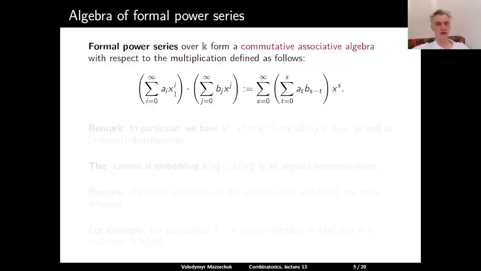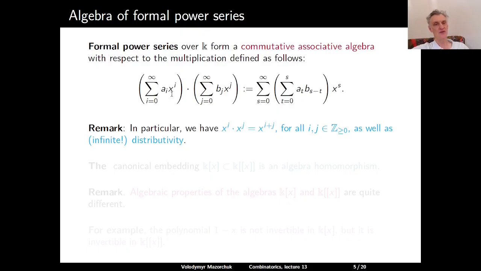So the sum over i from 0 to infinity a_i times x to the power i, times the sum over all j from 0 to infinity b_j x to the power j, is defined as the power series sum over all s from 0 to infinity of x to the power s, and the coefficient at this x to the power s is given by the finite sum over t from 0 to s of a_t times b_{s-t}. And in particular, for this definition, we have that x to the power i times x to the power j is equal to x to the power i plus j for all i, j non-negative integers.